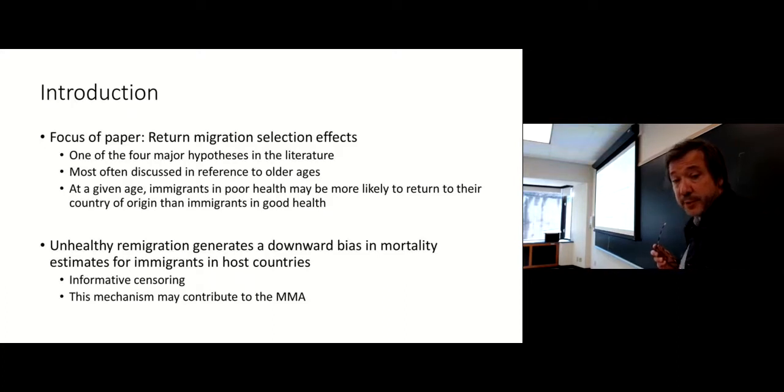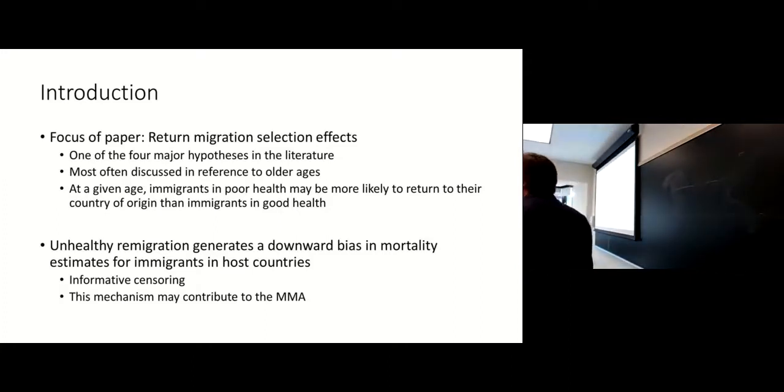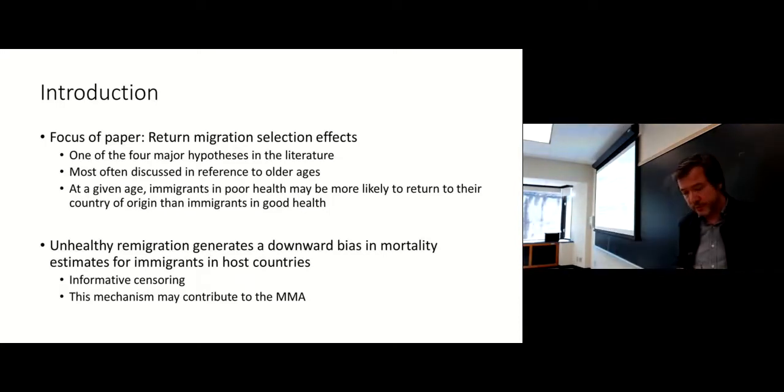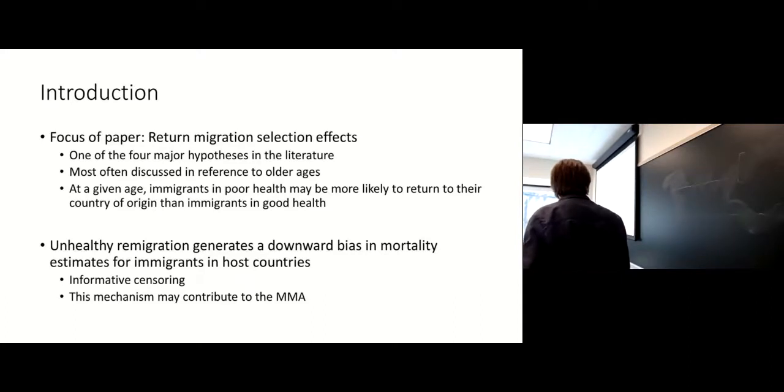And if that happens, then this unhealthy remigration generates a downward bias in mortality estimates for immigrants in host countries. The poor health immigrants are leaving more, therefore those who stay tend to have better health, and that could just bias their mortality estimates. This is related to the concept of informative censoring in life history analysis, event history analysis, and it's a well-known bias that biases hazard rates. If this takes place, this mechanism may very well contribute to or explain the migrant mortality advantage.